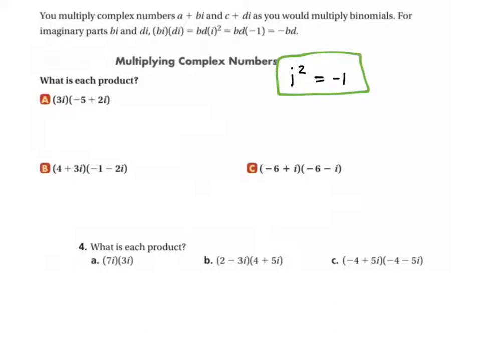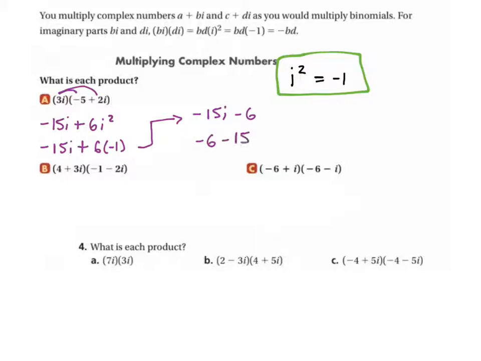All right, so for question A, we're going to distribute this throughout. So we've got -15i plus 6i squared. And remember what I just said. Because of the i squared on the 6, this is actually -15i plus 6 times -1, which we then simplify to get -15i minus 6. You can also write this as -6 minus 15i. Either one works.